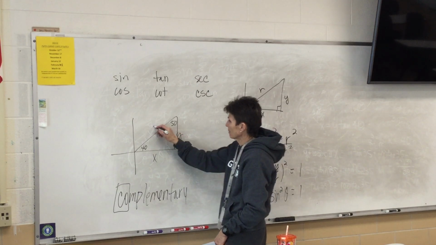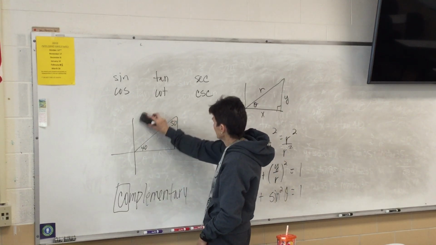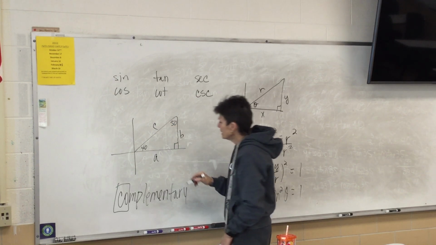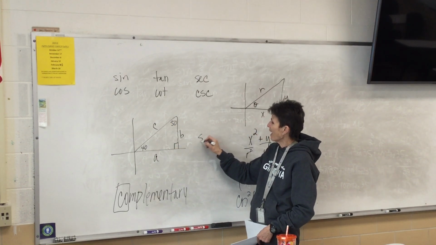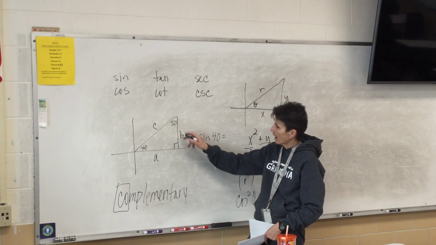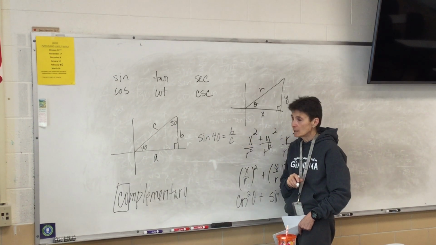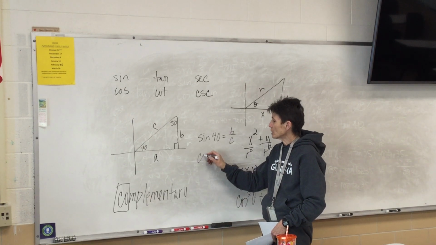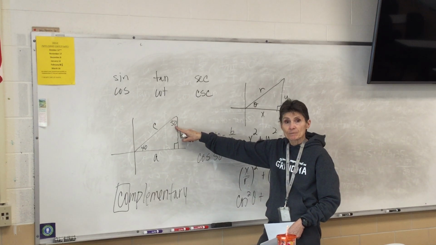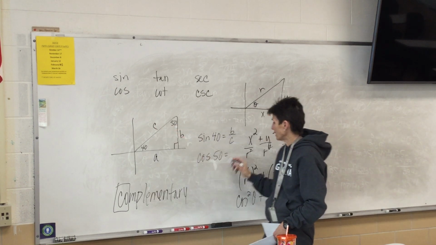This is X and Y and R, okay? Or maybe I should use different letters because that's going to get confusing. So I'll say A, B, and C, okay? So I want you to tell me what the sine of 40 is. The sine of 40 would be opposite over hypotenuse, so B over C. Now, what about the cosine of 50? Well, there's 50. The cosine of 50 is adjacent over hypotenuse.